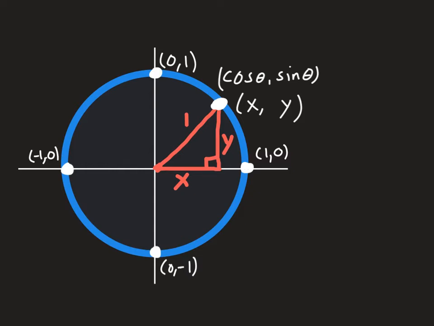And so this x distance right here is my x coordinate. This y distance here is my y coordinate. And then we want to remember that the x coordinate in a unit circle can be represented by the cosine of theta, and the y coordinate can be represented by the sine of theta. And theta is just going to be this angle right there.